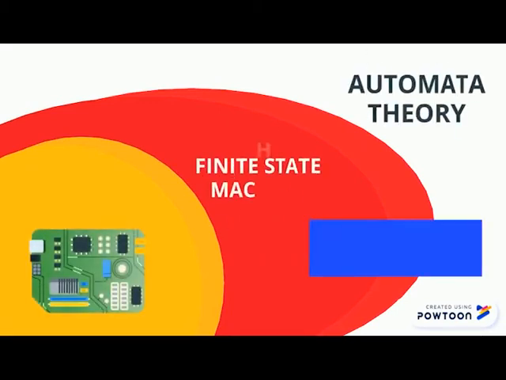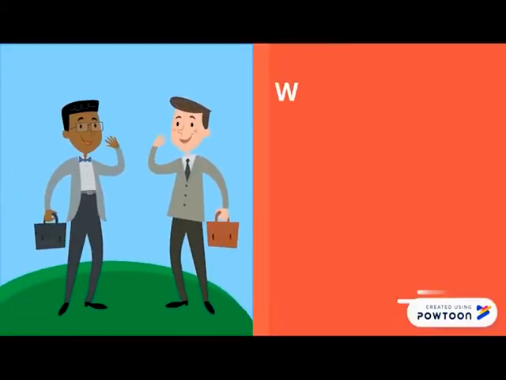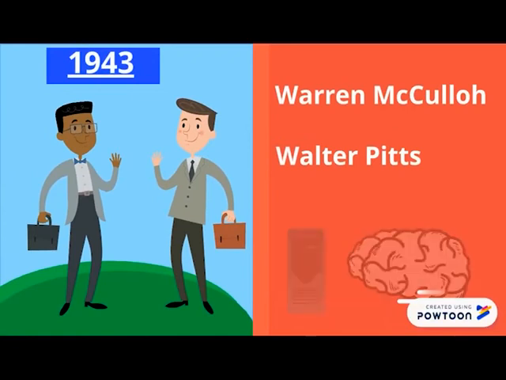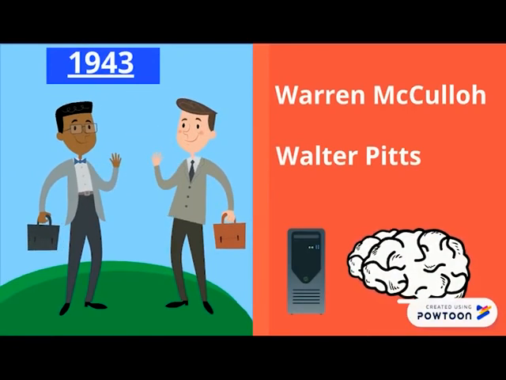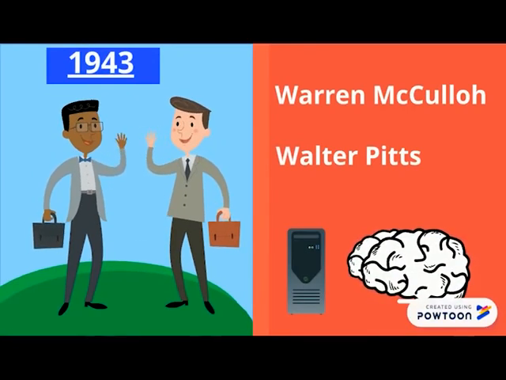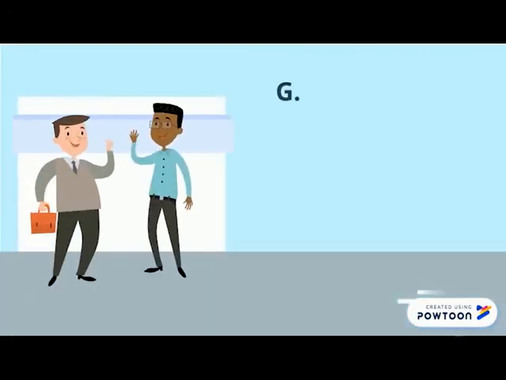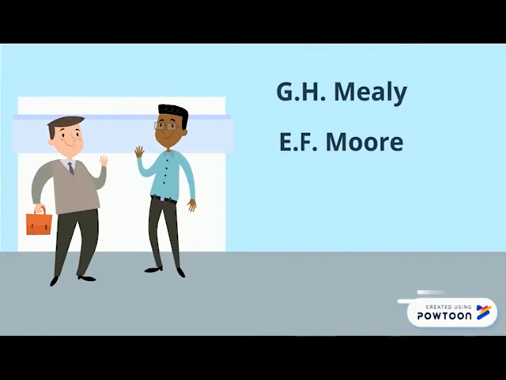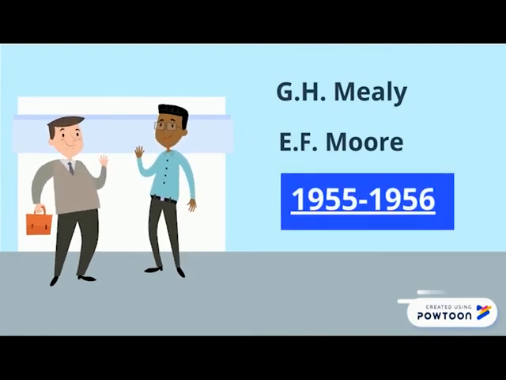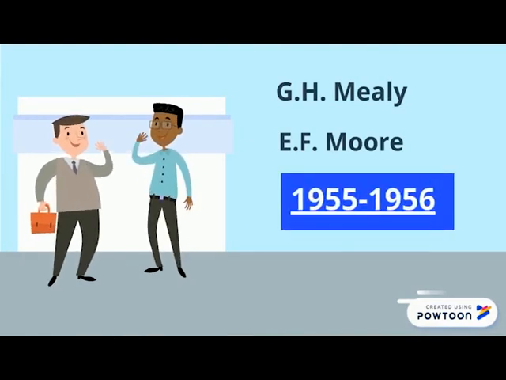Let's go through the theory part. The finite state machine is part of the automata theories, where it was first described in 1943 by neurophysiologist Warren McCulloch and logician Walter Pitts. The study was done to model the thought process of humans and computers. Later on, this theory was further researched by computer scientists G.H. Mealy and E.F. Moore between 1955 and 1956, and we still use it to this very day.